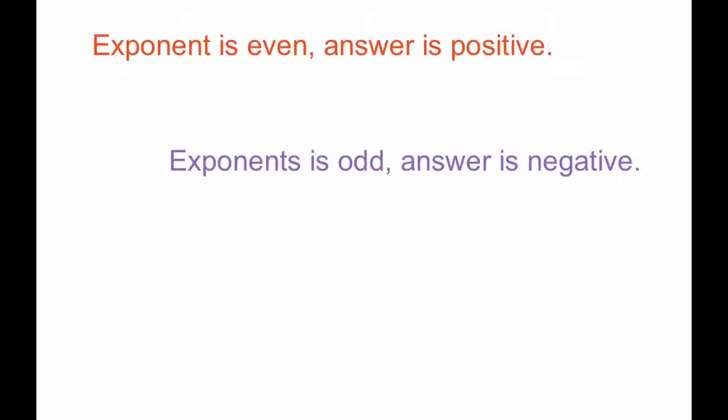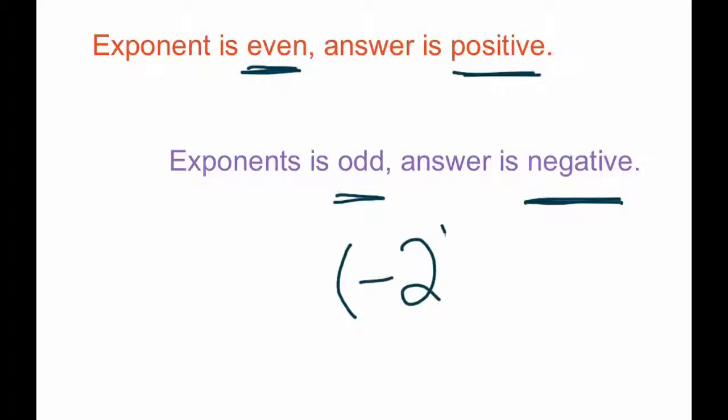A good tip to remember is if an exponent is even, the answer is going to be positive. If the exponent is odd, the answer is going to be negative. But this is only the case if the negative is inside the parentheses alongside the number, as we see here. This does not apply if the negative is not in parentheses alongside the number.